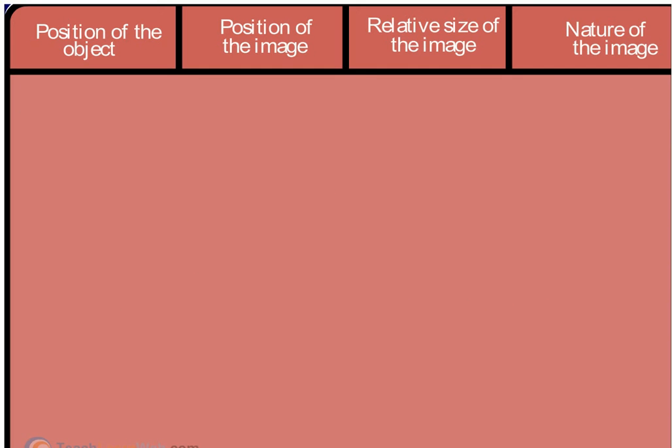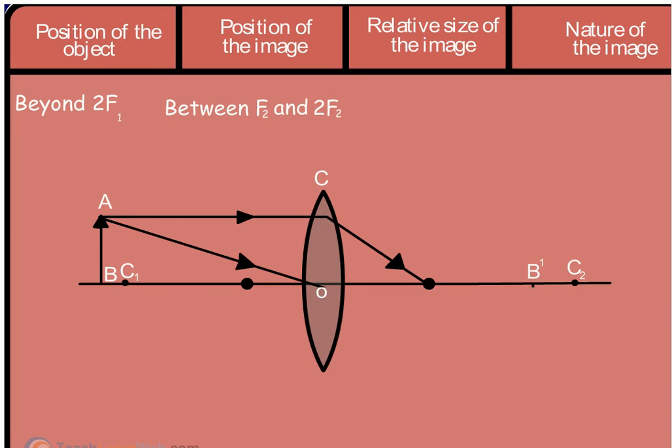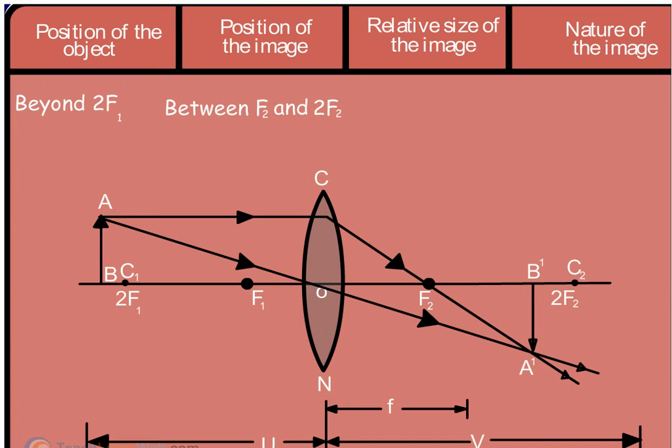If the position of the object is beyond 2f1, the position of the image is between f2 and 2f2. The relative size of the image is diminished and the nature of the image is real and inverted.